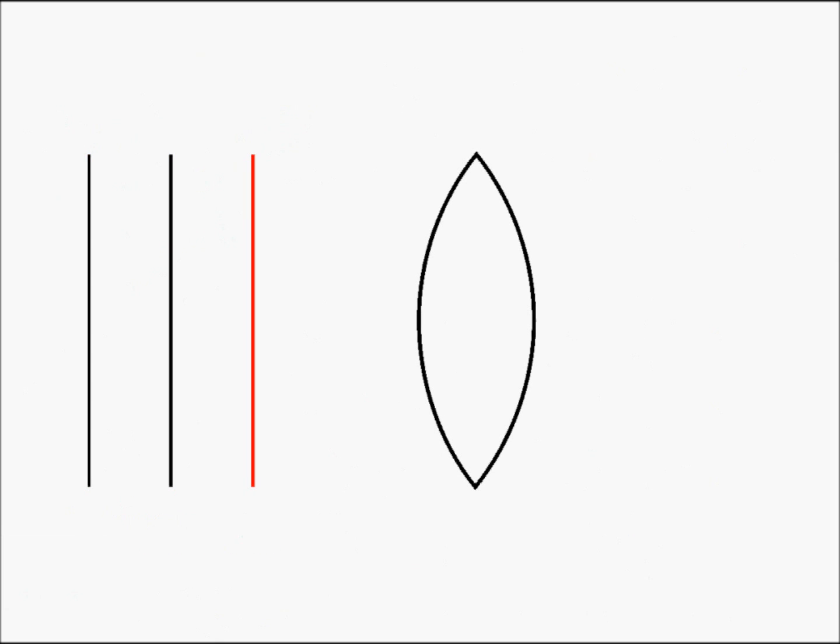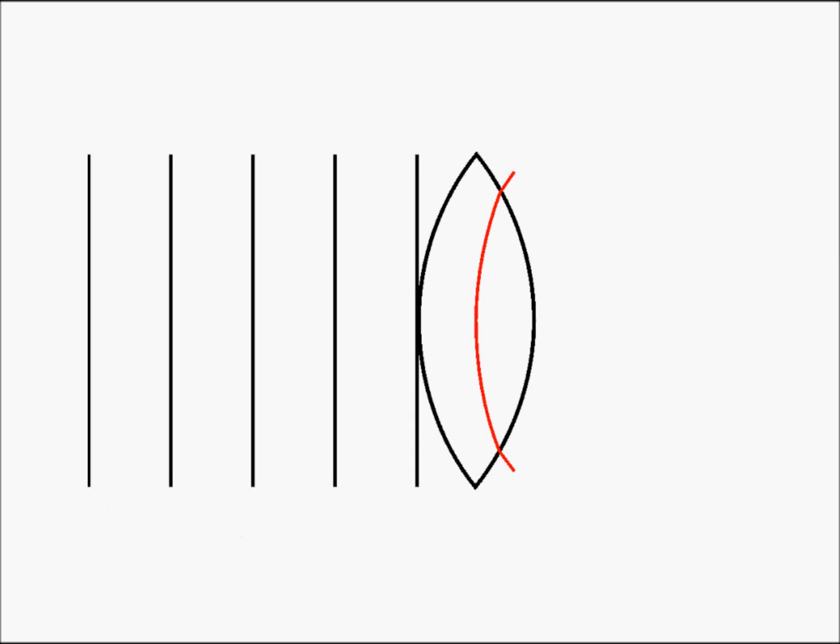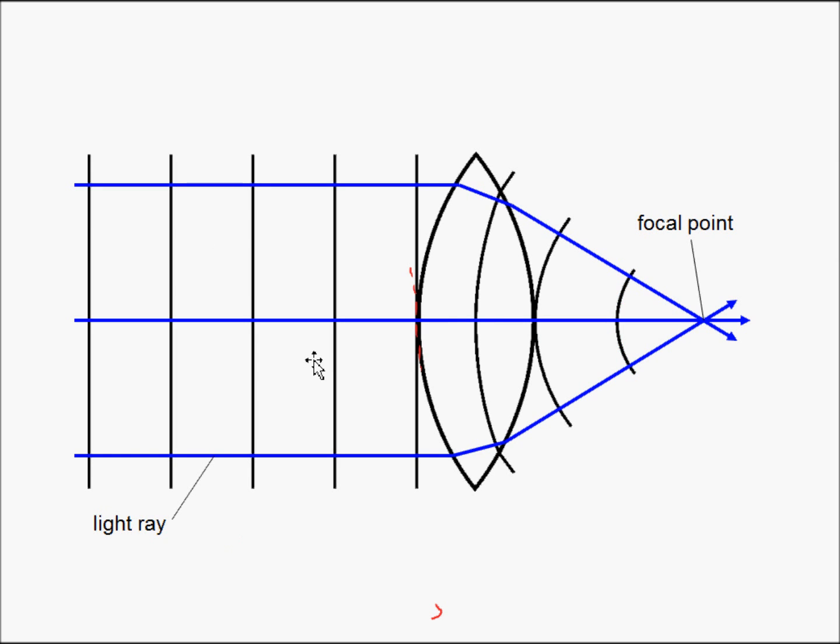Okay, in our last lesson we looked at this sort of thing. This is a convex lens, and we looked at the idea that as light approaches a lens, it can change direction and travel through with some sort of change. This is what lenses do. They focus light.